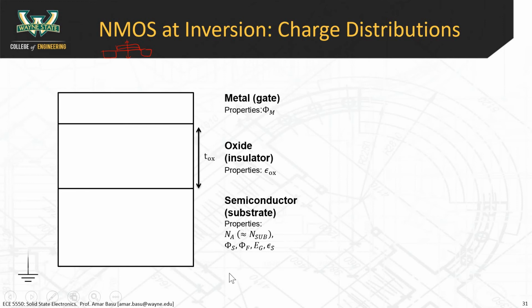Now when you apply a strong gate to source voltage, let's say your VGS is greater than VT, so that you have strong inversion, these are what the charge distributions look like. We're going to label them and calculate them.